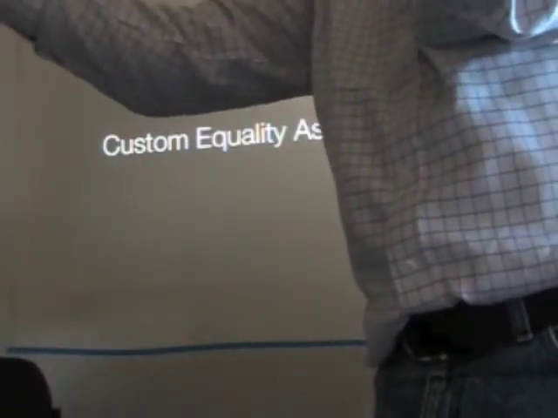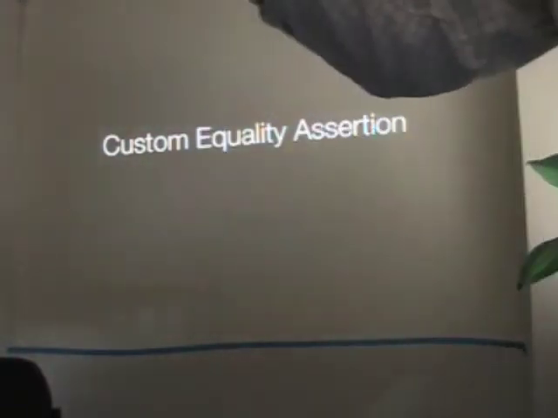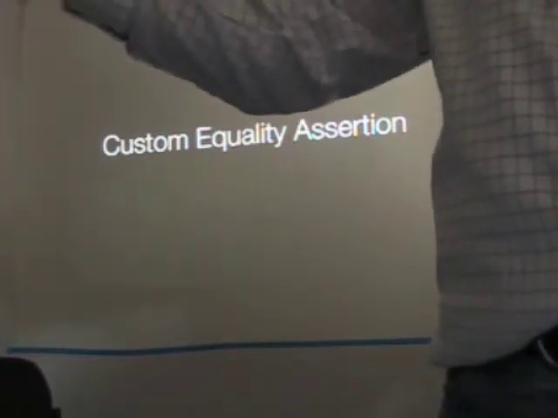I uniquely identify you. You can come into this country from Bulgaria. It's okay. You can come in. Okay, I identify you. I let you in, right? Yeah. So, custom equality assertion.